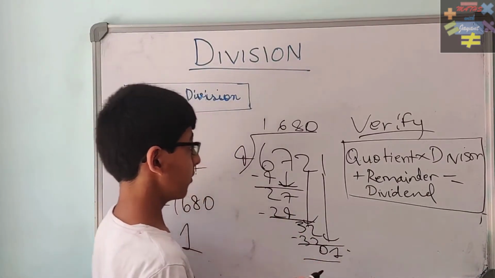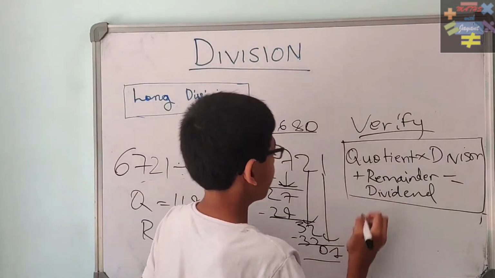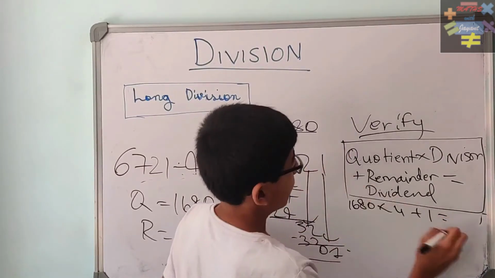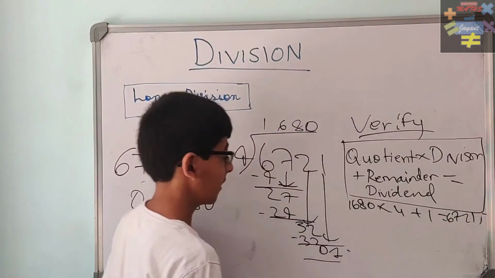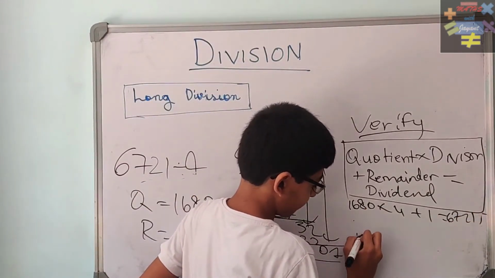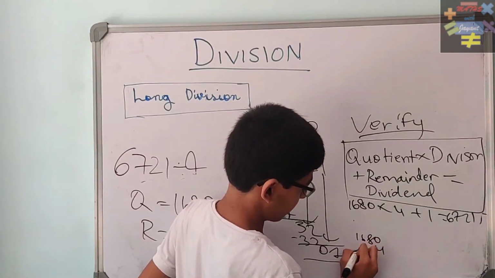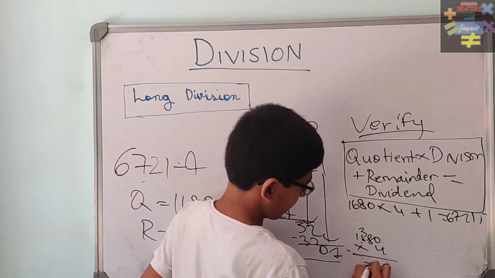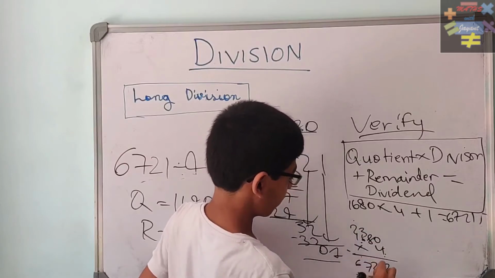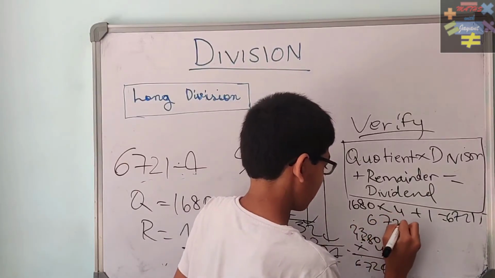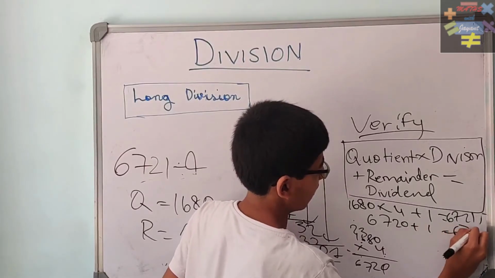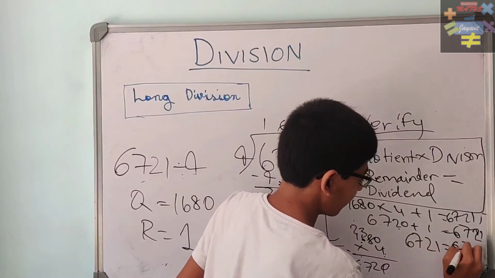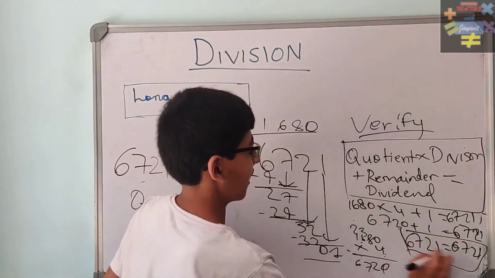So suppose over here, let us check. 1680 into 4 plus 1 should give us 6721. So let's multiply. 1680 we multiply by 4. 4 zeros are 0, 4 8s are 32. 3 comes here. 4 6s are 24 plus 3, 27. 4 ones are 4 plus 2, 6. So this gives us 6720 plus 1 should give us 6721. So over here, if we add this, we get 6721. And we see that this is the same as the dividend.